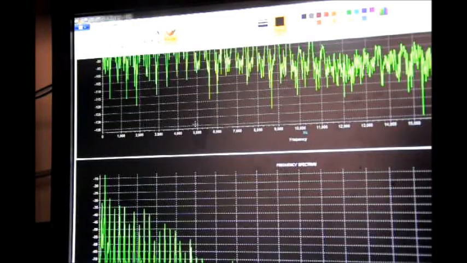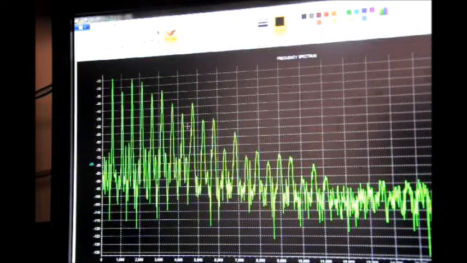Next I'll look at, so this was for the violin. You can see this has a frequency spectrum like this. If I just take a brush, it looks something like this.